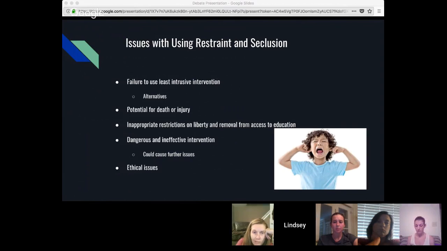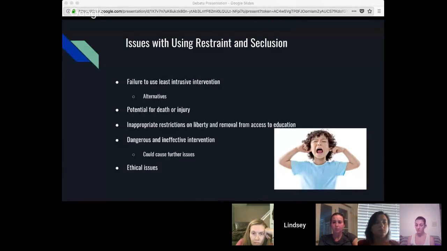Inappropriate restrictions on liberty and removal from access to education. If we are constantly removing children from classrooms or wherever they may be, whenever they're being disruptive or engaging in behaviors, not only are we taking them away from an educational setting, but we may very well be reinforcing their behavior. We should be trying to find the function of the behavior and trying to come up with behavior plans to help them be able to stay in the classroom and reinforcing their appropriate behaviors instead.